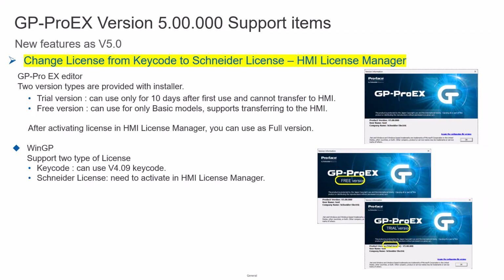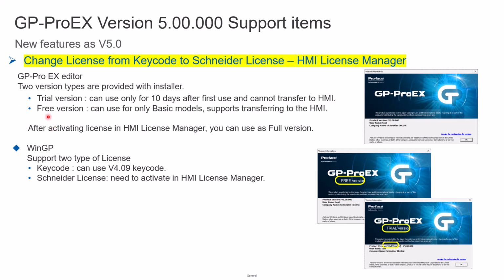All right. So here's another key point to GP Pro EX version 5: we're changing the license from a key code to a Schneider license using the HMI license manager, and we'll show you that here in a second. So what does the GP Pro EX editor for version 5 look like? There will be two version types provided. There will be a trial version that you can use for 10 days for all HMI models, and you cannot transfer to the HMI. So basically you can do some development in trial mode on all HMI models.